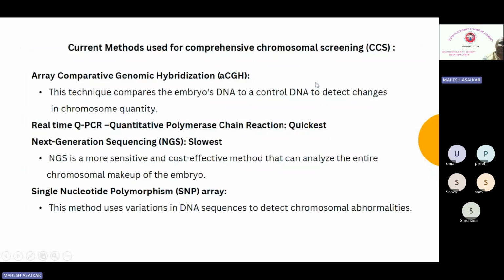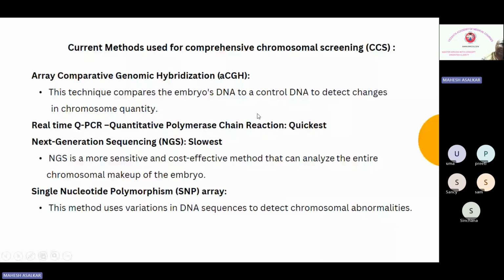Now coming to the current methods which are used in comprehensive chromosomal screening. So CCS, comprehensive chromosomal screening. There are 4 techniques. FISH was the older technique. The techniques recommended as per this talk are array comparative genomic hybridization, that is aCGH. This technique compares the embryo's DNA to control DNA to detect changes in chromosome quality. So here the embryo's DNA will be compared with the control DNA. Okay, that is aCGH.